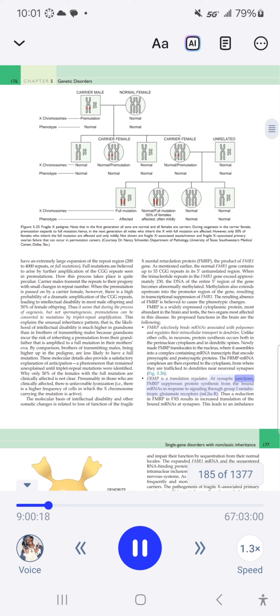At synaptic junctions, FMRP suppresses protein synthesis from the bound mRNAs in response to signaling through group 1 metabotropic glutamate receptors, mGluR. Thus, a reduction in FMRP in FXS results in increased translation of the bound mRNAs at synapses. This leads to an imbalance.